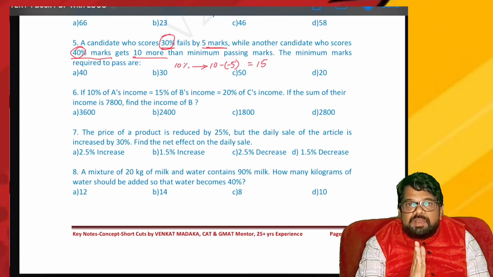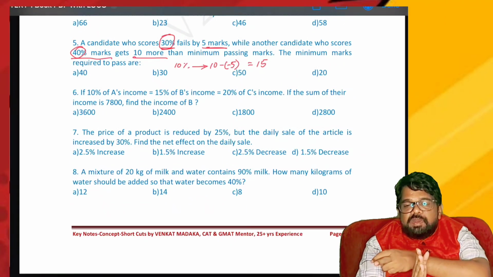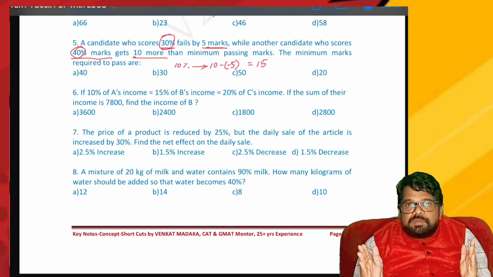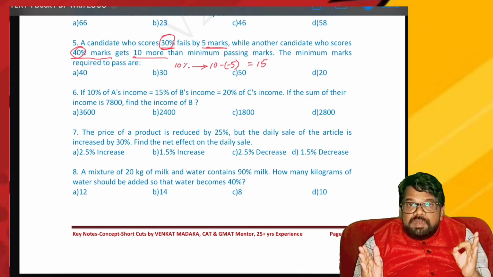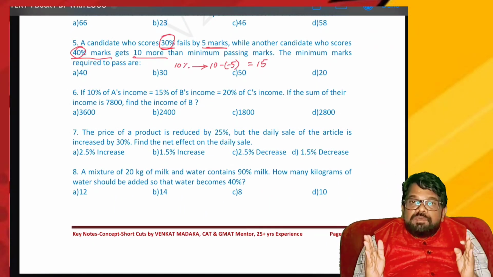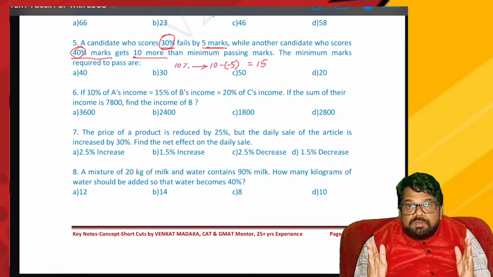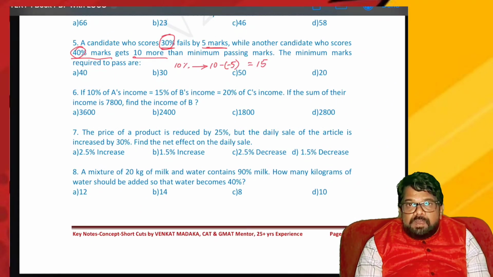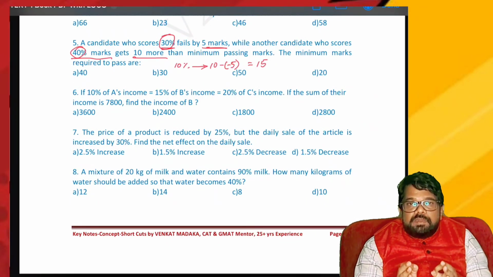Suppose this is the pass marks. One got 5 marks less, meaning here it is. 5 marks less. Another got 10 marks more, meaning here it is, from here to here. So from here to here, what is the difference of marks? Less means minus 5. 10 minus of minus 5, 15 marks it is. What is the difference in marks? 15. Don't say 5. Difference in percentage is 10. Difference in marks is 15.